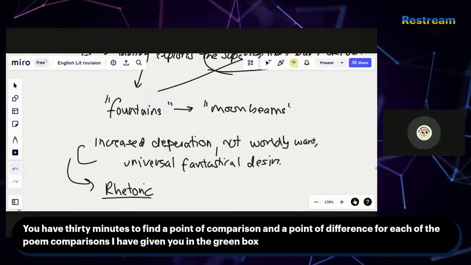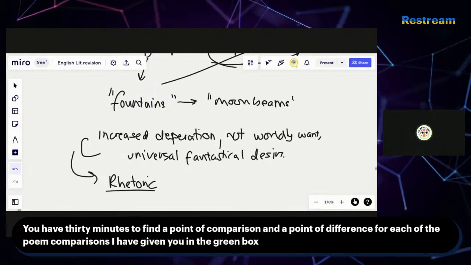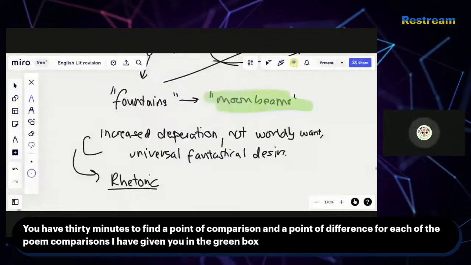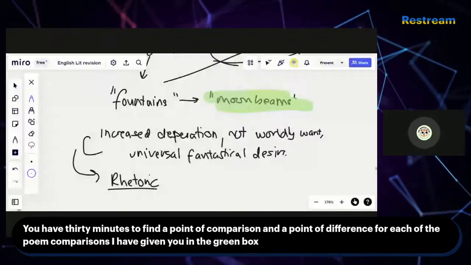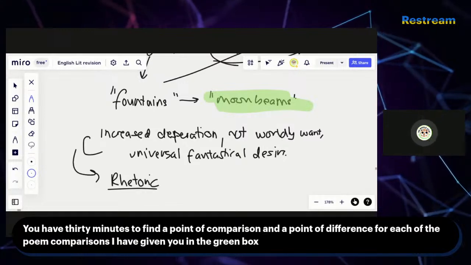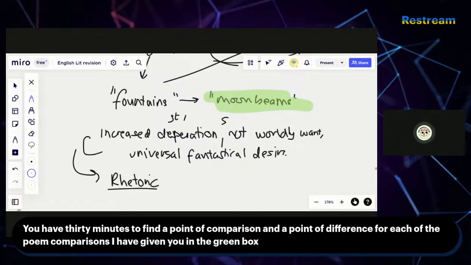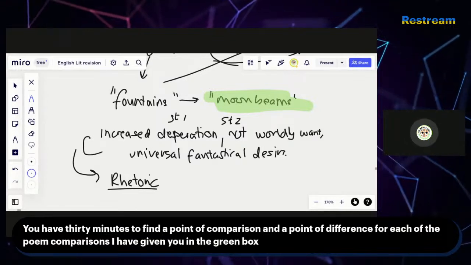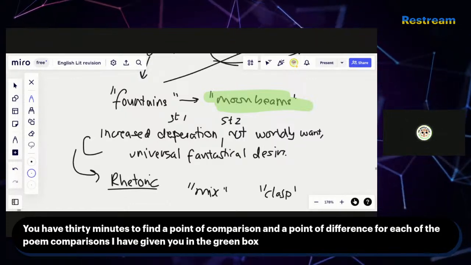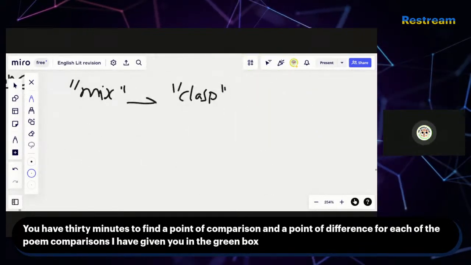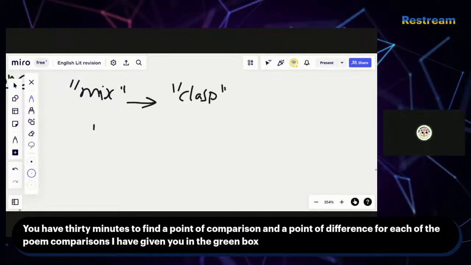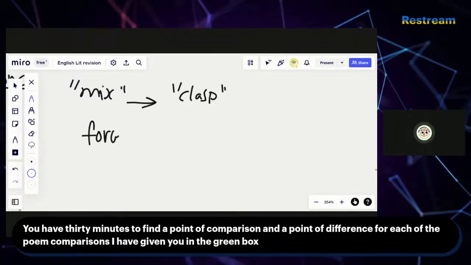But there's also the fact that the use of moonbeams suggests that just like his quest for love, the moonbeams are both unattainable and unevidenced. Now, we don't only see this shift from stanza 1 to stanza 2, we also see this shift when we go from mix to clasp. This transition of physical verbs highlights the forced love that he so yearns for.